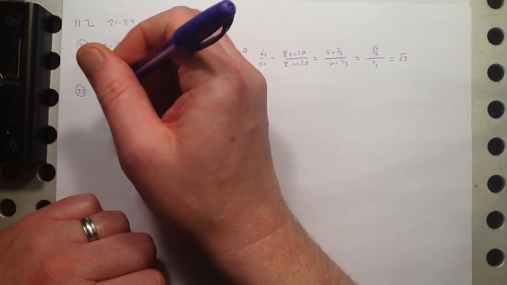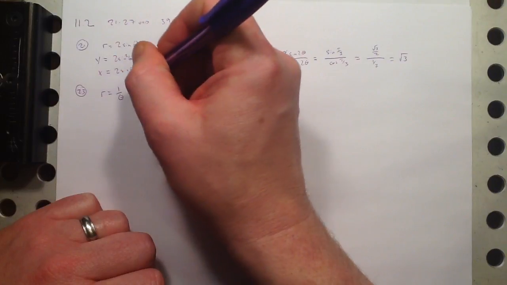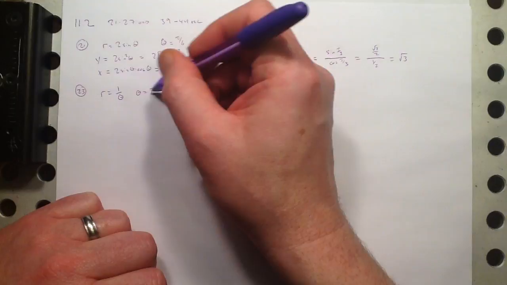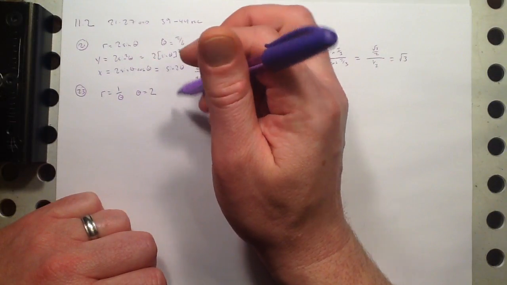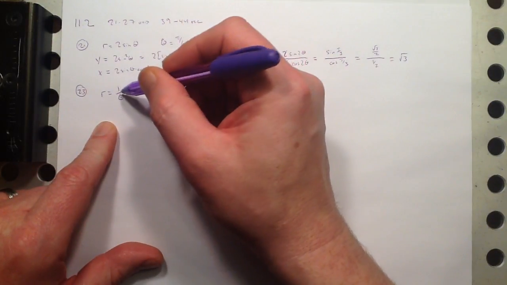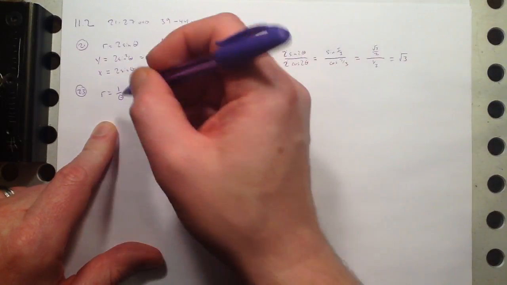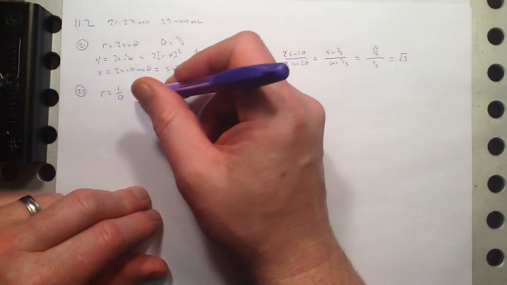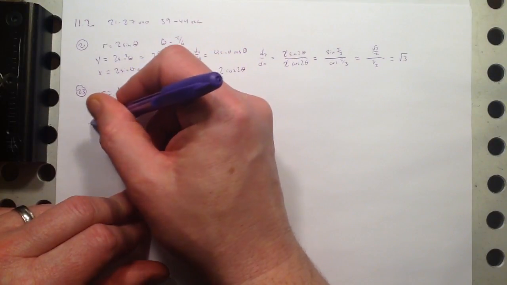Number 23. I'm going to find the slope of r equals 1 over theta at theta equals 2. It's 2 radians. And it's about 110 degrees or so, 115 degrees, if you're just trying to orient yourself. And this is kind of a spiral sort of thing, right? It would spiral inward, where the r would get smaller and smaller. If you're thinking polar, what that would look like. Make a quick sketch of it just for fun.